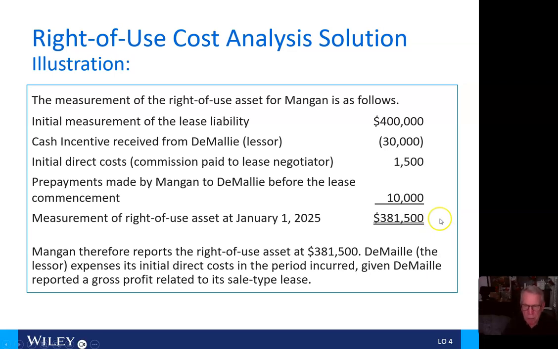$381,500. Mangen, therefore, is going to report the right of use asset at $381,500. DeMalley, the lessor, expenses its initial direct costs in the period incurred given DeMalley reported a gross profit related to its sales type lease.